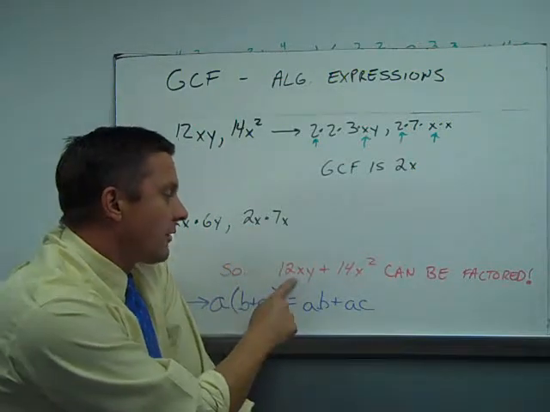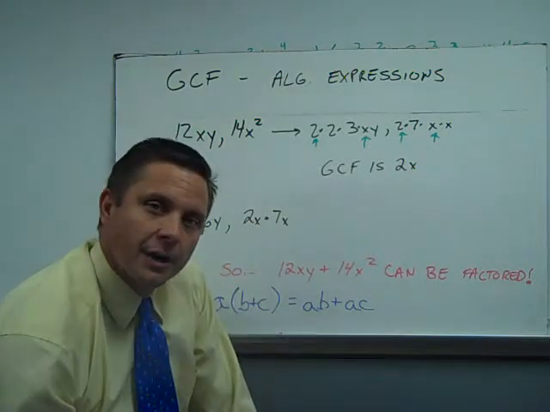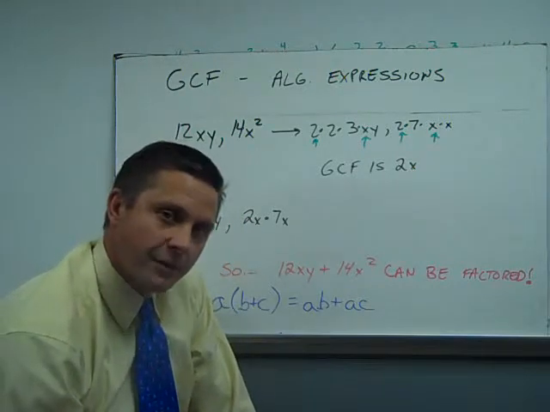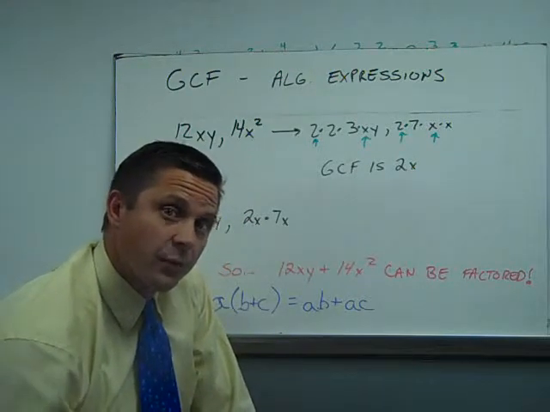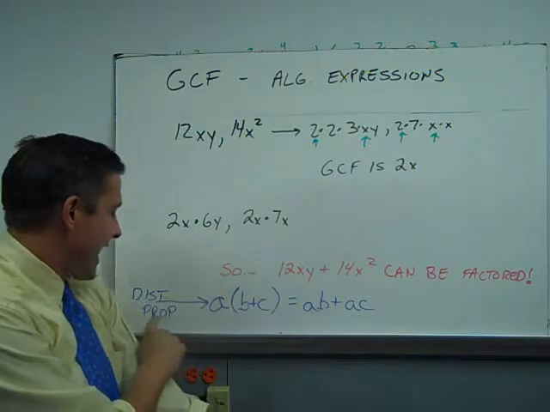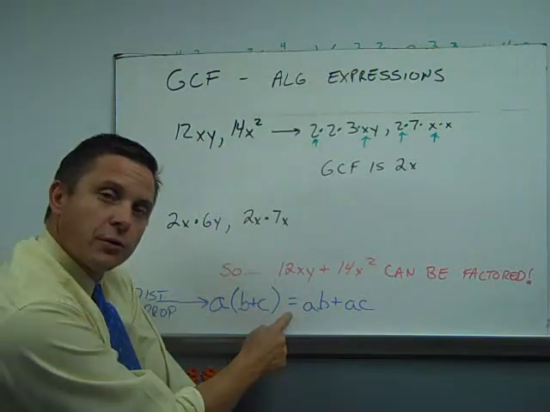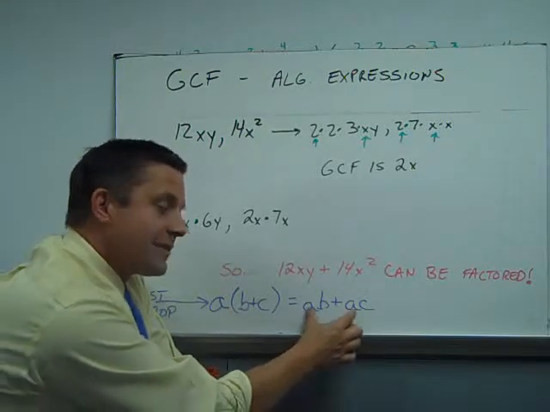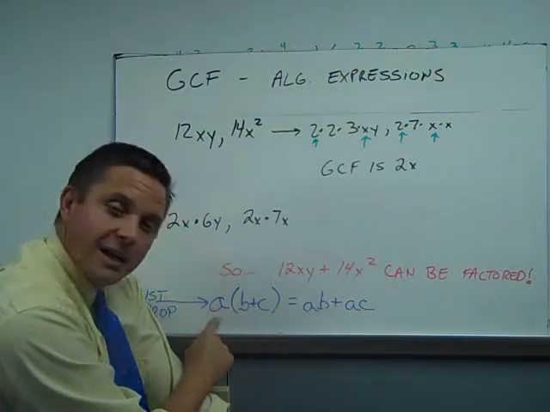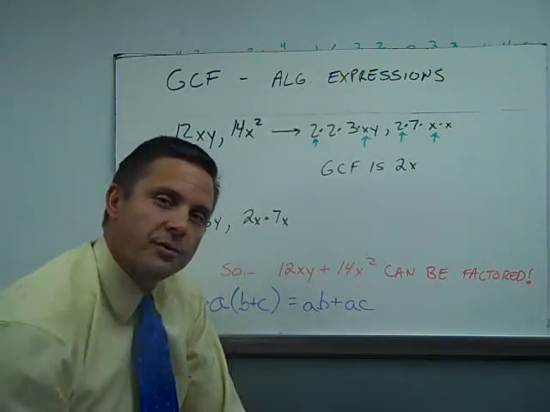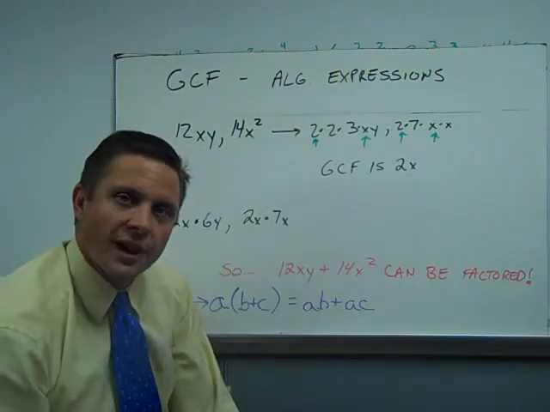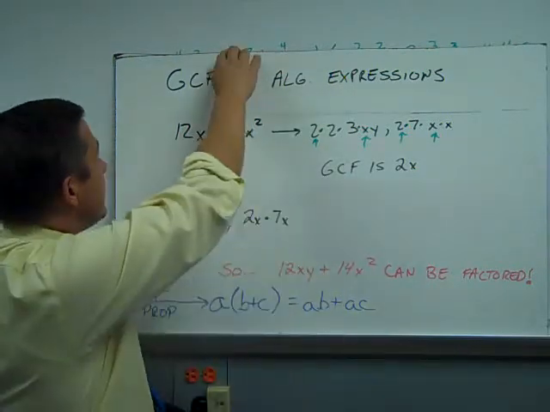So, can 12xy plus 14x squared, a two-term algebraic expression, be factored? The answer is yes. That's what we're trying to do. And we have to remember our distributive property. A times (b plus c) is equivalent to ab plus ac. See how the a is equivalent? And it can end up being on the outside. We can do the distributive property backwards, a lot of times is what students tell me.